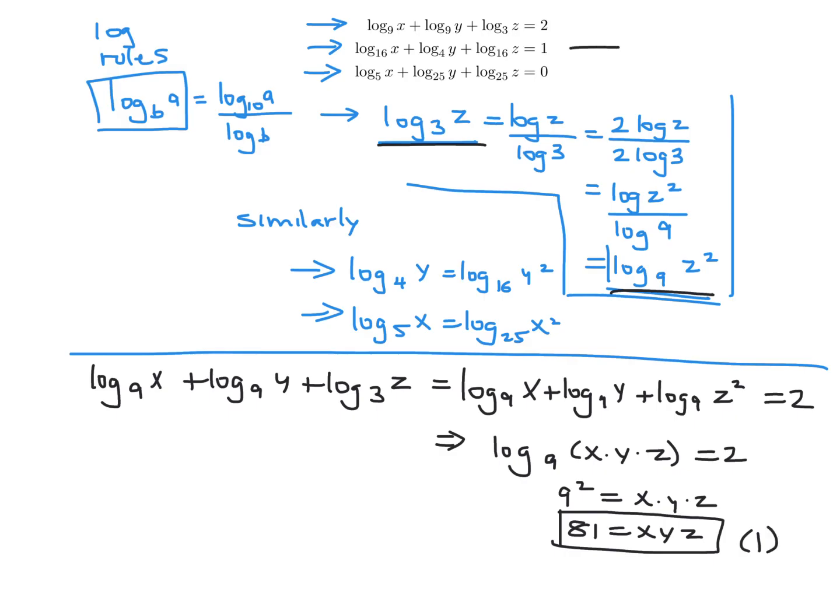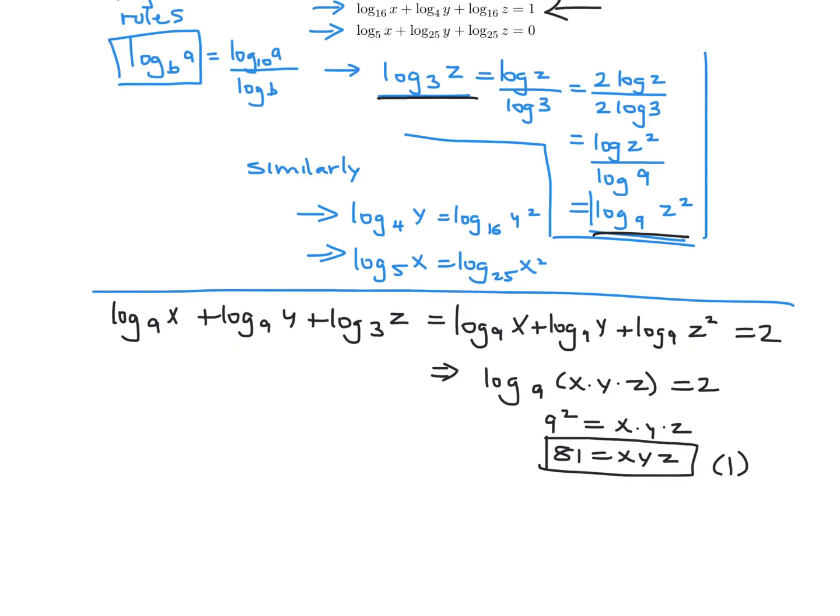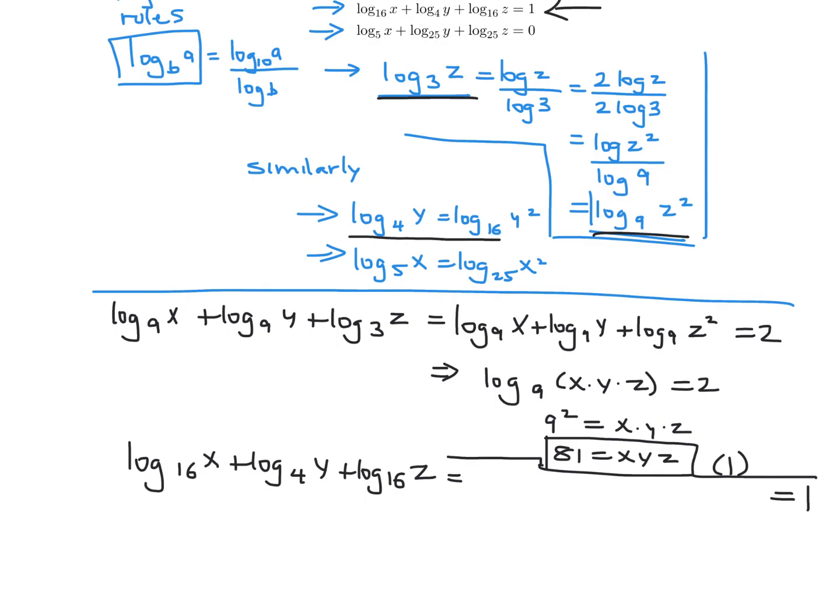Okay, so then now we turn our attention to that guy, equation 2. And that is the log of x to the base 16 plus the log of y to the base 4 plus the log of z to the base 16 is equal to, well, it's equal to 1, so we'll put that 1 way out there for now. But now, which one am I going to use? I'm going to use this guy right here, that little piece of information to plug in there.